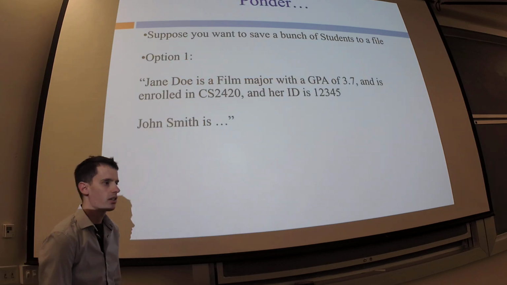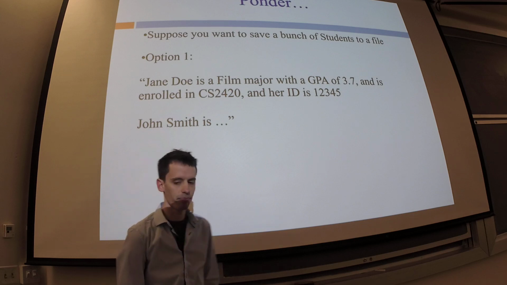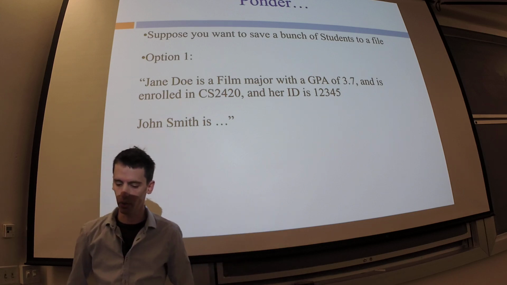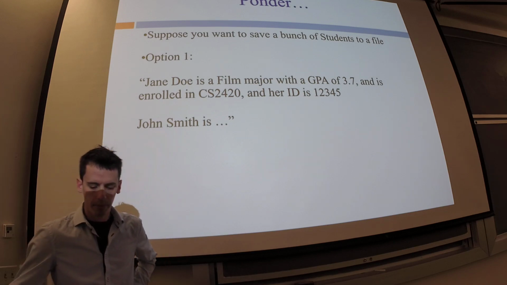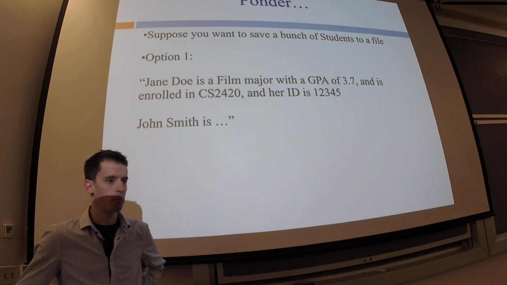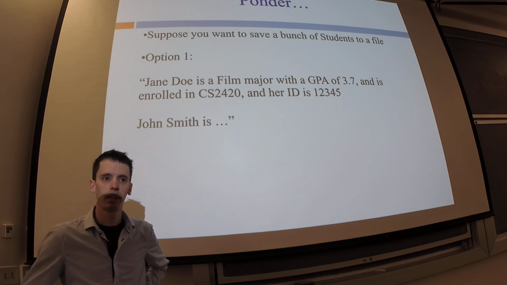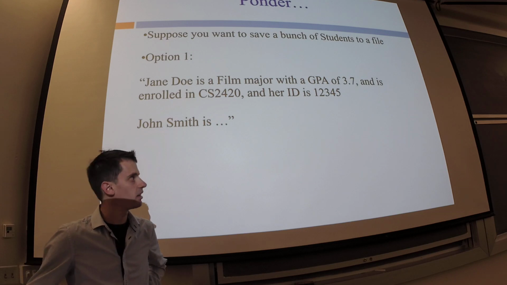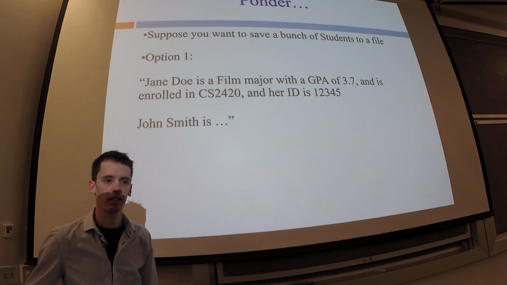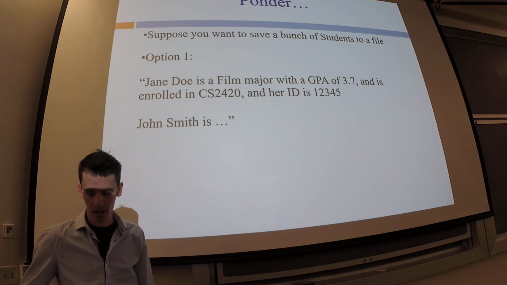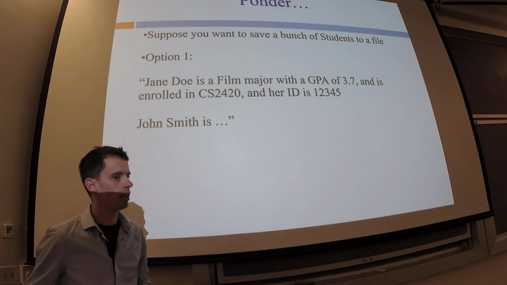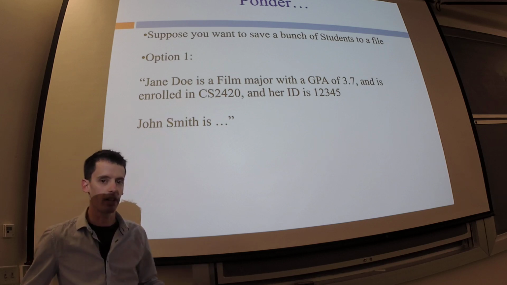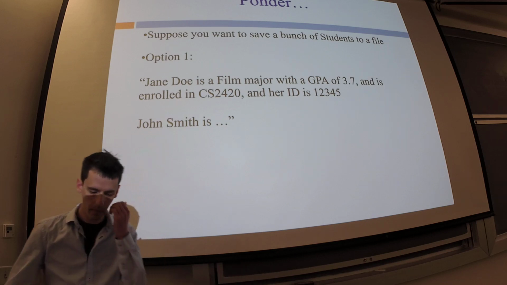Okay, so let's start to think about why this is hard, or how would you go about saving a billion user accounts? Let's say you want to save a bunch of student information to a file. Option one is you just write some basically English text to a file. All the information that we want is there: the student's name, major, GPA. But then there's all this extra cruft in there that a computer doesn't need, all these English words.